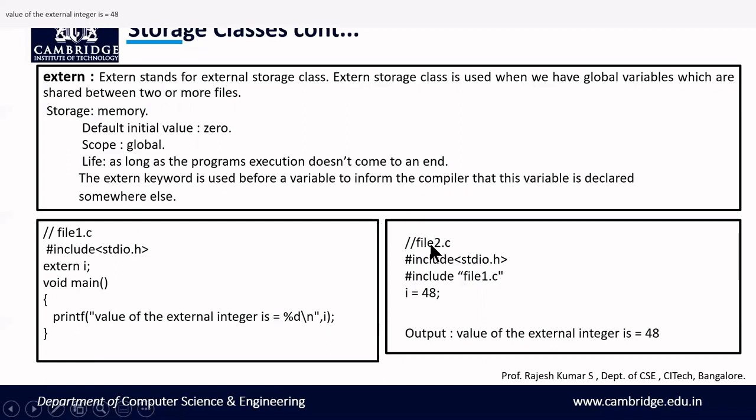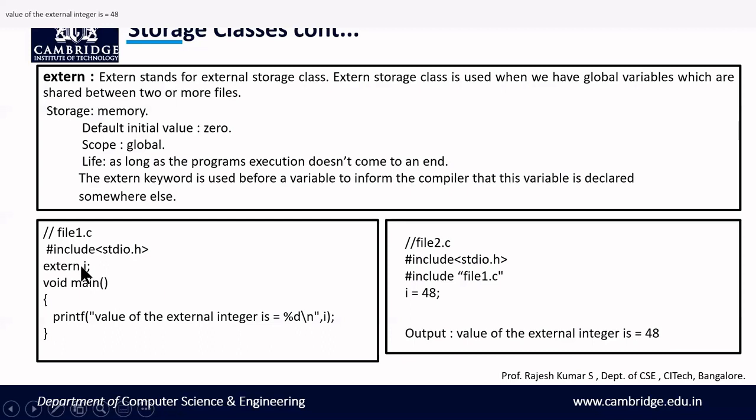In the different program, we have written file2.c. In this, we have included a header file, #include stdio.h, and we have included the other program by using #include. When I'm trying to include my own program as a header file, I'll be using double quotes, "file1.c", and I've written I is equal to 48. Now the value of I is 48. This value of I is referred to by the external variable, and I'll be printing the value. When I print the value, the output of the program will be 48. 48 will be printed on the monitor screen. The value of the external variable is 48.